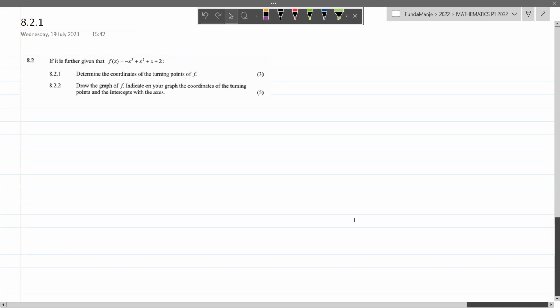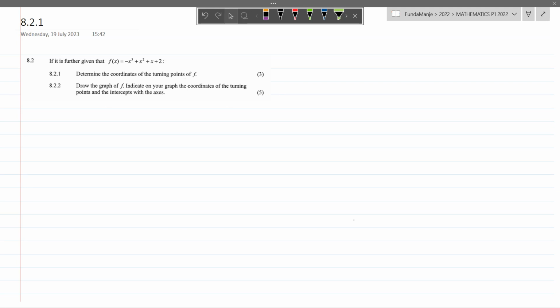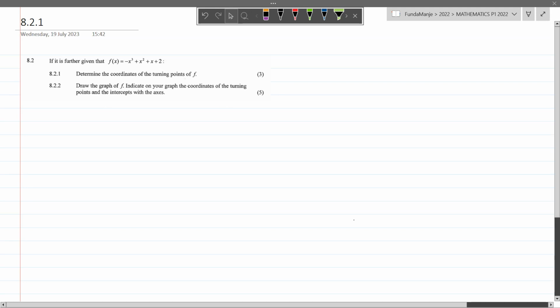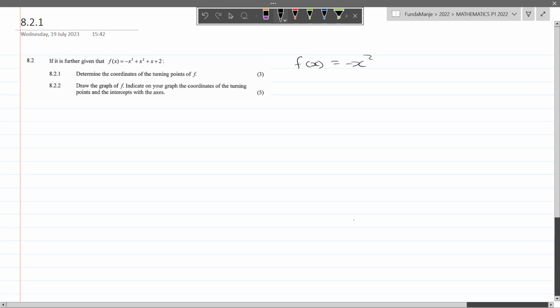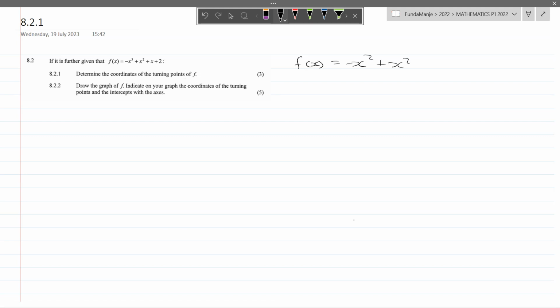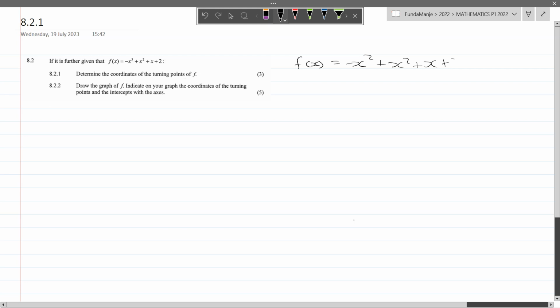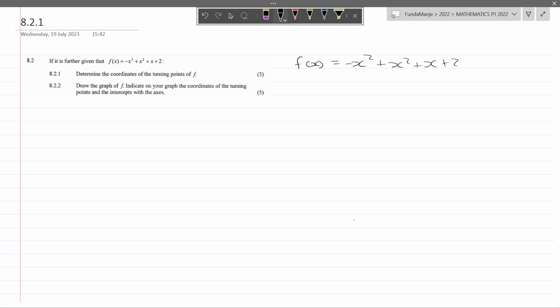8.2 says if it is further given that f of x, which is the original equation, is equal to minus x cubed plus x squared plus x plus 2. So I'll rewrite that if it isn't clear on the image. 8.2.1 says determine the coordinates of the turning points of f.